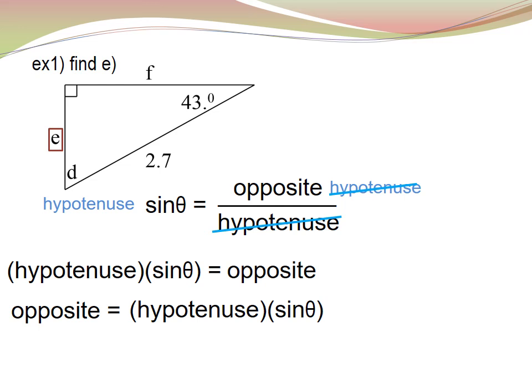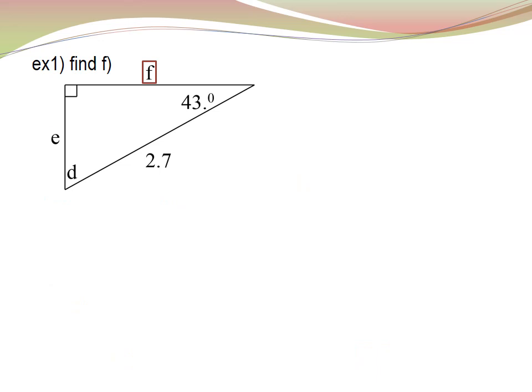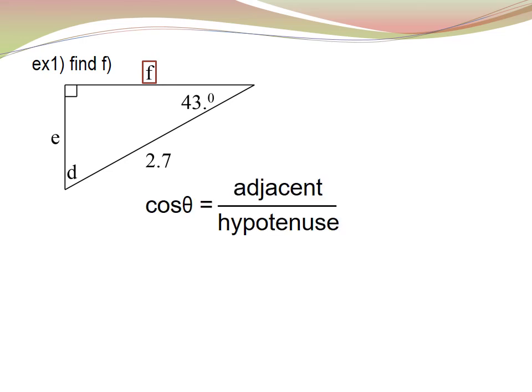And I can substitute in. So 2.7 multiplied by sine of 43 degrees. And that gives me 1.8. I'm asked to find F now. Again, this is my angle. This is my adjacent side to the angle, and I have the hypotenuse as well, the longest side in the triangle. So if I have adjacent and hypotenuse, I'm using cosine.